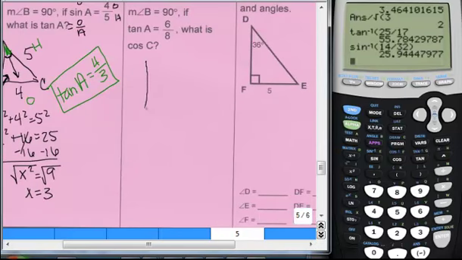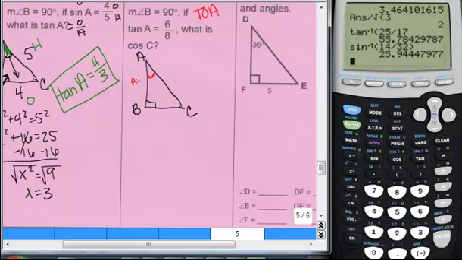Draw your next triangle. Again, it tells you B needs to be your 90-degree angle, so you can put A and C anywhere. And then it says if the tangent of A is 6 over 8, what is the cosine of C? So we're actually focusing on two separate angles this time. So let's just deal with A first, and that's the tangent, which is opposite over adjacent.